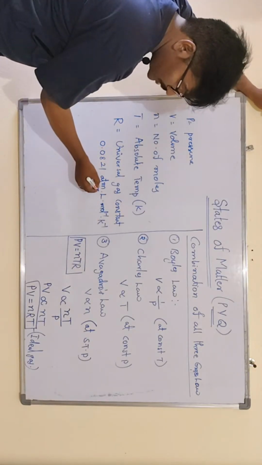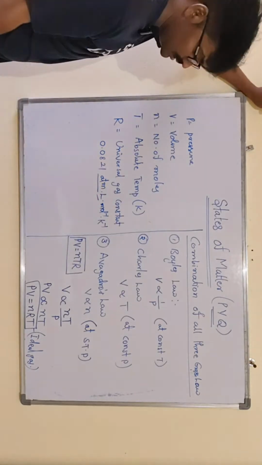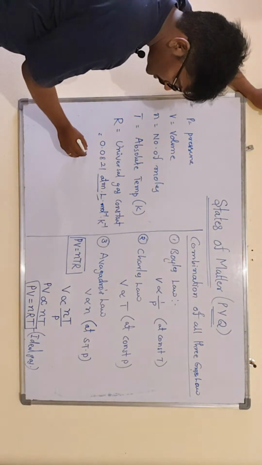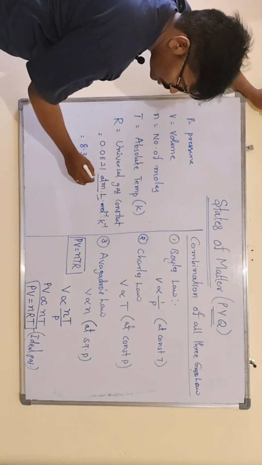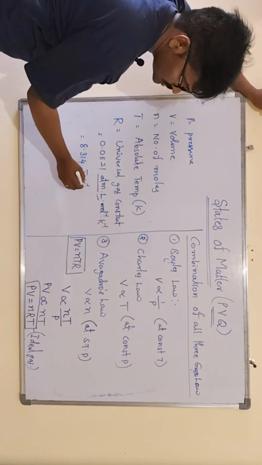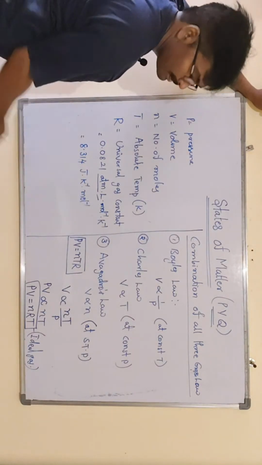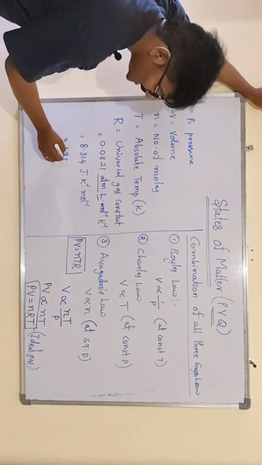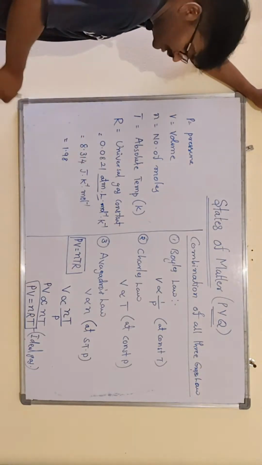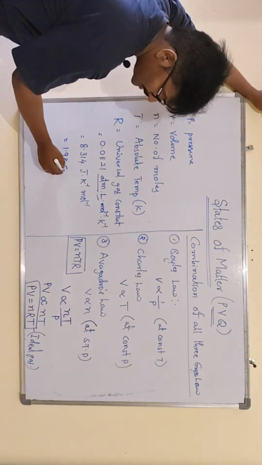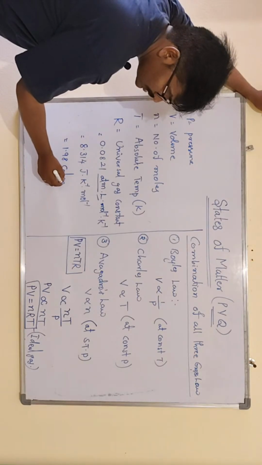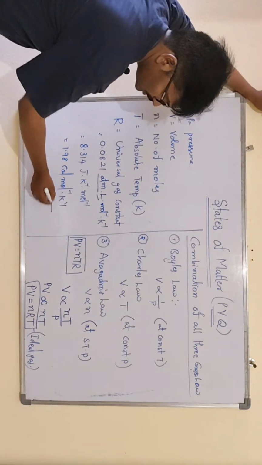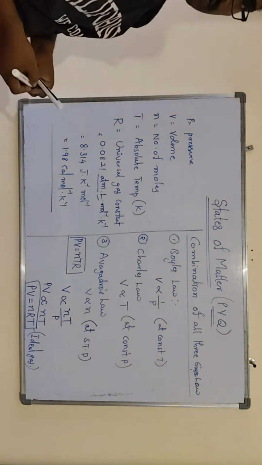In case pressure is present in the atmospheres and volume is present in the liters, then use that value. Then one more value is there, that is 8.314 joules, Kelvin inverse, mole inverse. Then next one, 1.98 or approximately 2 also we take, that is calories, Kelvin inverse, mole inverse. These are the values actually.